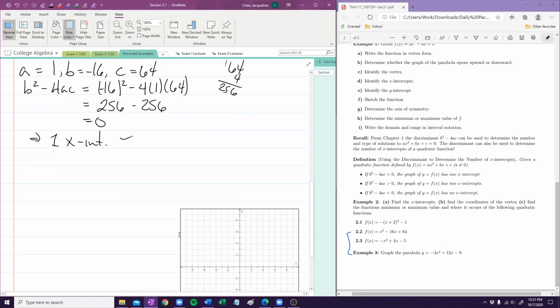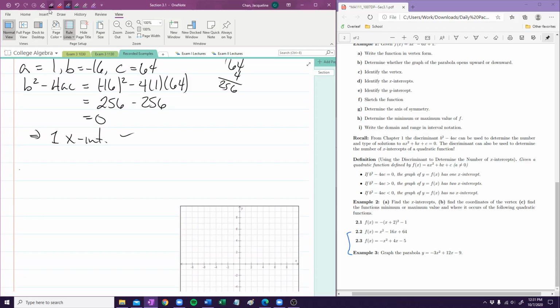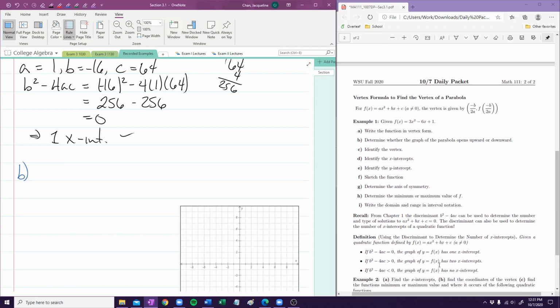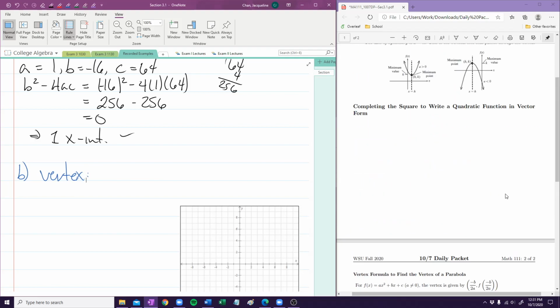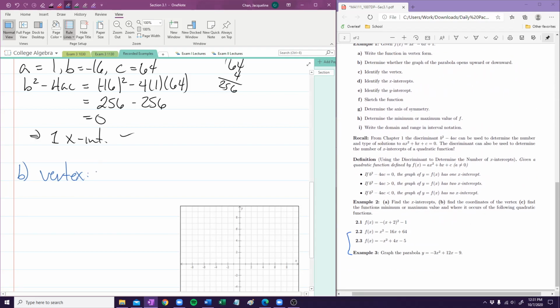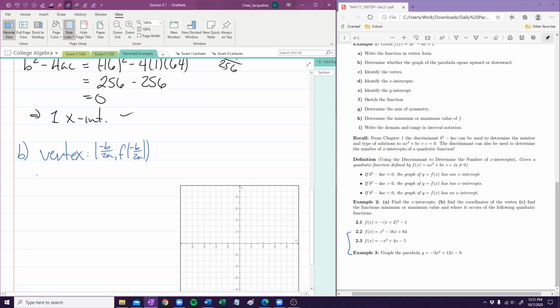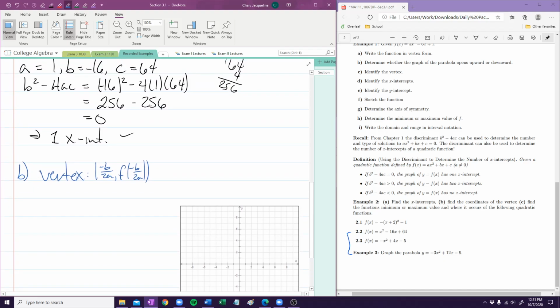For part B, we want to find the vertex. Assuming we don't have the vertex form, remember we can find our vertex by using this: we have negative b over 2a, f of negative b over 2a. We have everything right there. So negative b over 2a.